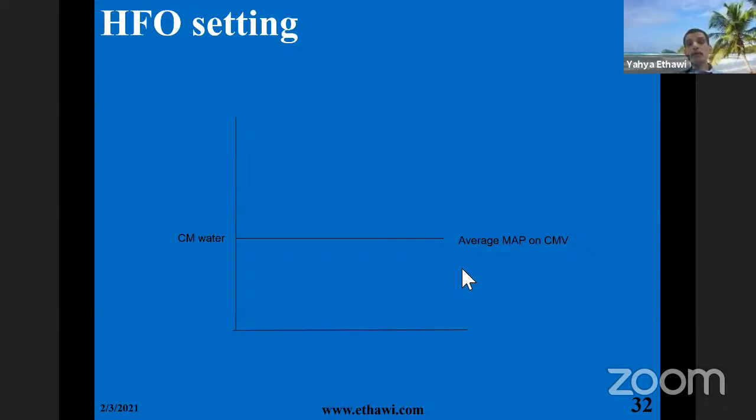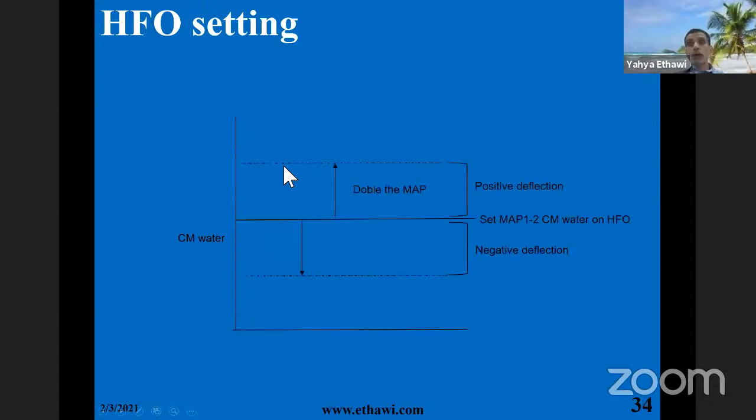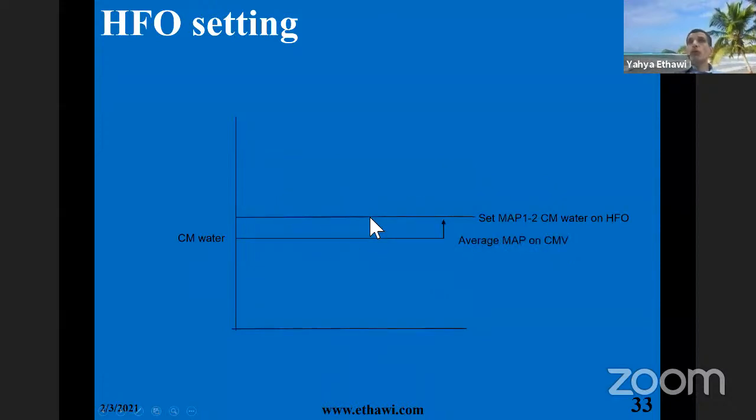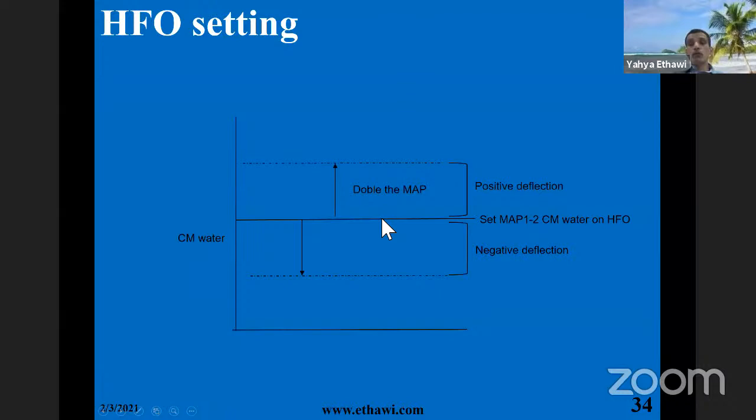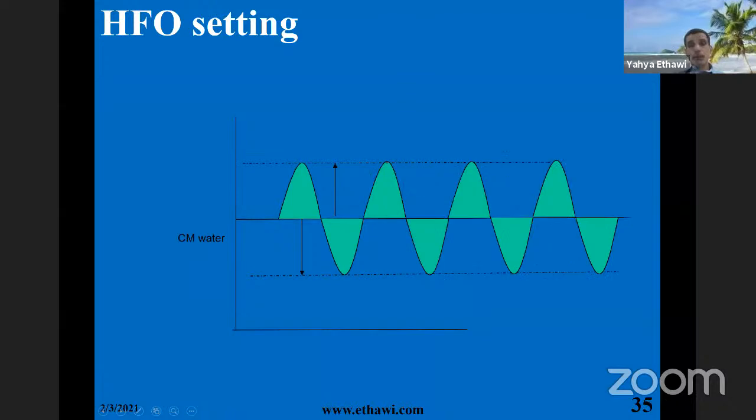Then you select a number which is double the map, and that will be your amplitude. So you select the map 1 to 2 centimeters above the map of the conventional, then you make a number which is double the map to get the amplitude. And then you select the frequency, which is high frequency in a small baby, high frequency in homogeneous disease, low frequency in a term baby, low frequency in non-homogeneous disease.